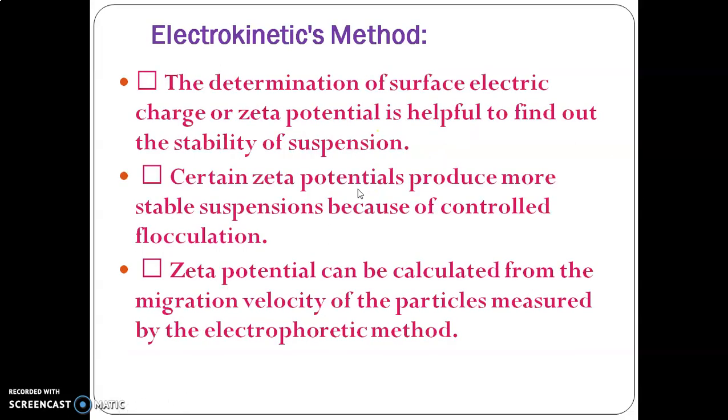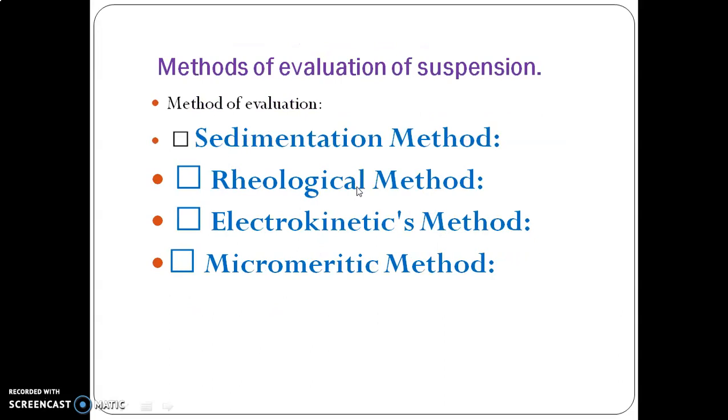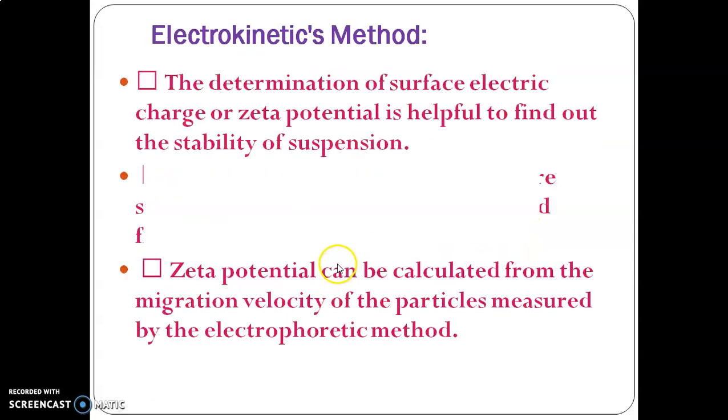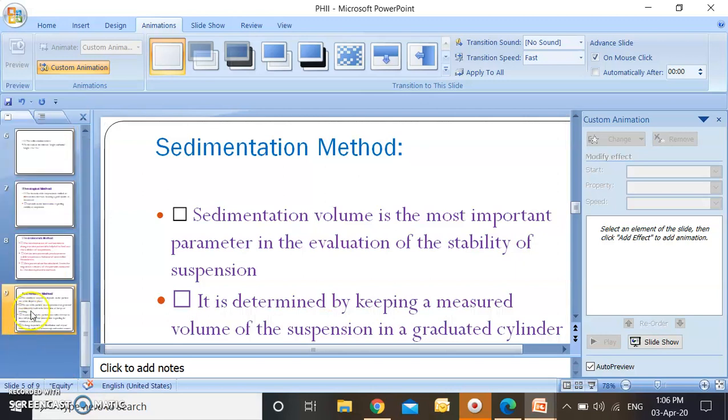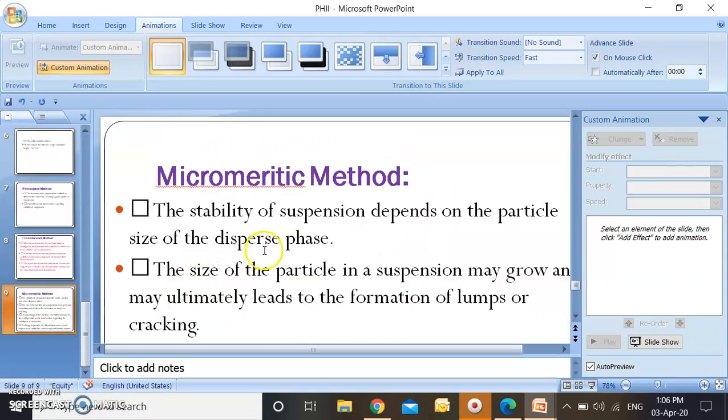So remember, these are the four methods for evaluation of the suspension: sedimentation method, rheological method, electrokinetic method and micromeritic method. In the sedimentation method, the sedimentation volume is measured. In the rheological method, the viscosity is measured. In the electrokinetic method, the surface electrical charge is measured. And in the micromeritic method, the last one, what is measured? The particle size is measured.